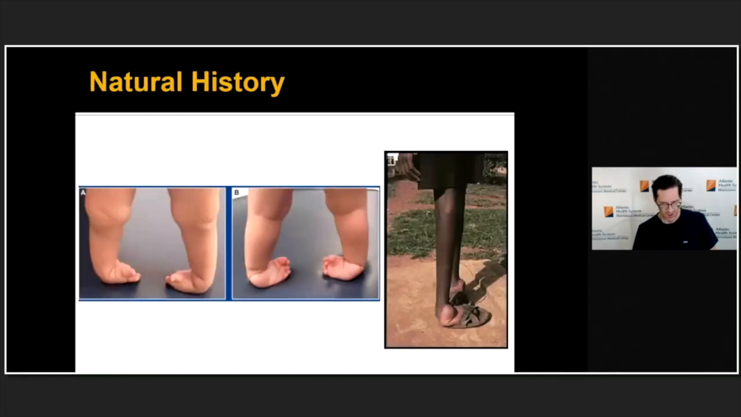This is the natural history. You saw the natural history of torticollis, but this is a deformity that persists, and if not corrected, as in this child and this probably young adult, results in significant morbidity and significantly affects quality of life.